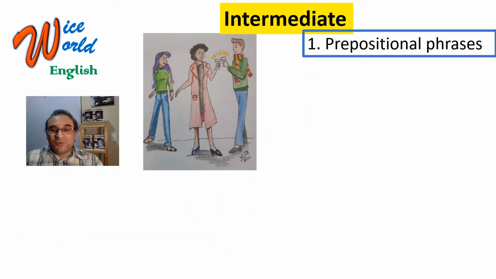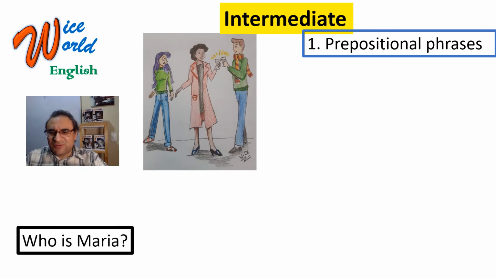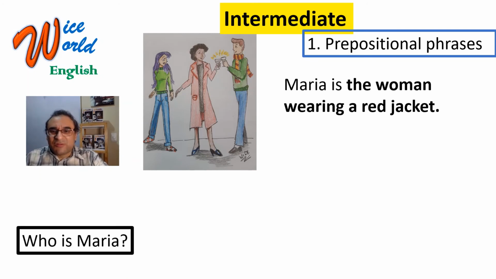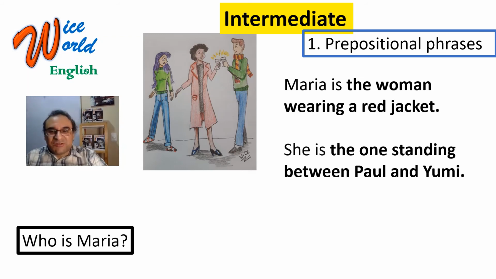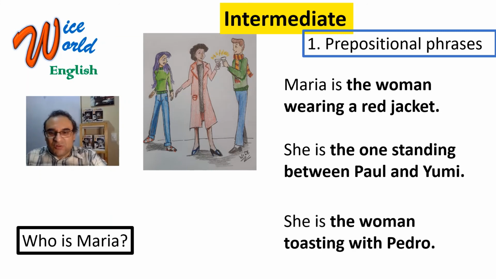I hope you paused the video, and now we're going to take a look at some of the possible sentences that you might have written. Let's see. Who is Maria? We can say Maria is a woman wearing a red jacket. She's the one standing between Paul and Yumi. She's the woman toasting with Pedro. Cheers.